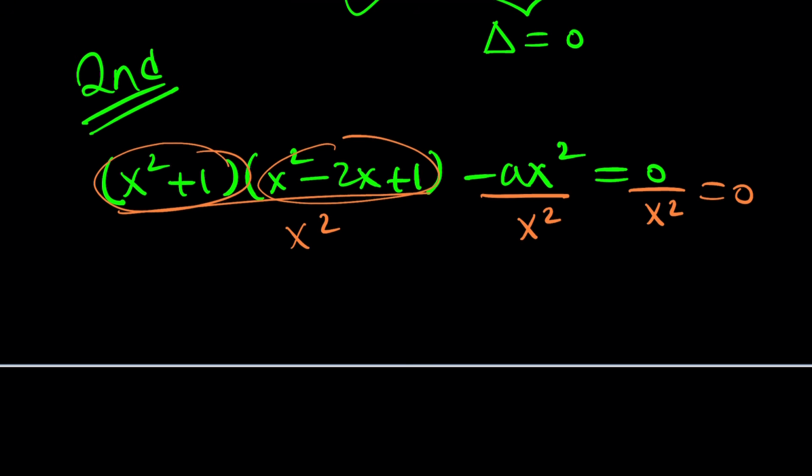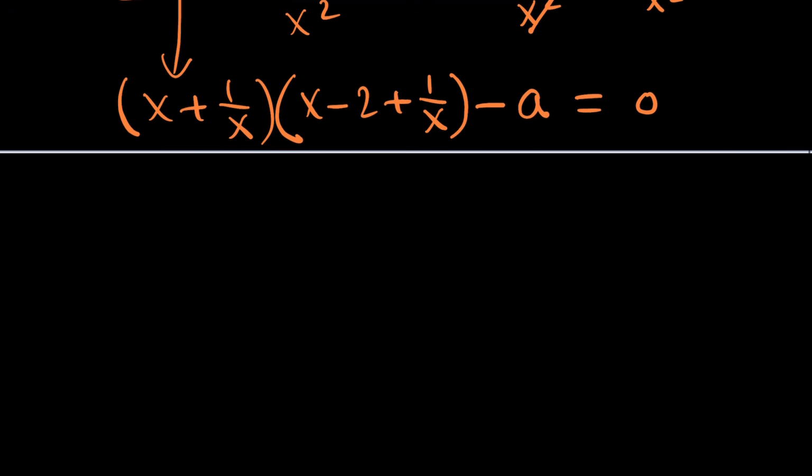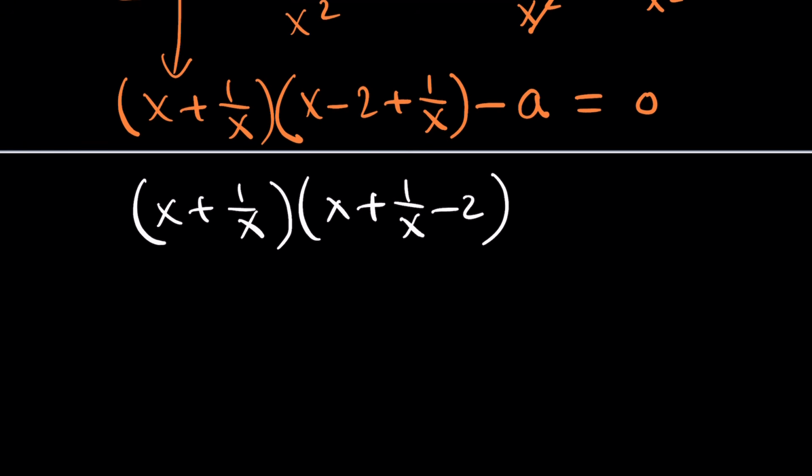Make sense? If you divide this by x, you're going to get x plus 1 over x. If you divide this by x, you're going to get x minus 2 plus 1 over x. Minus x squared cancels out, a equals 0. Awesome. Now we're going to make it more awesome. Now this is x plus 1 over x multiplied by x plus 1 over x minus 2 minus a equals 0.